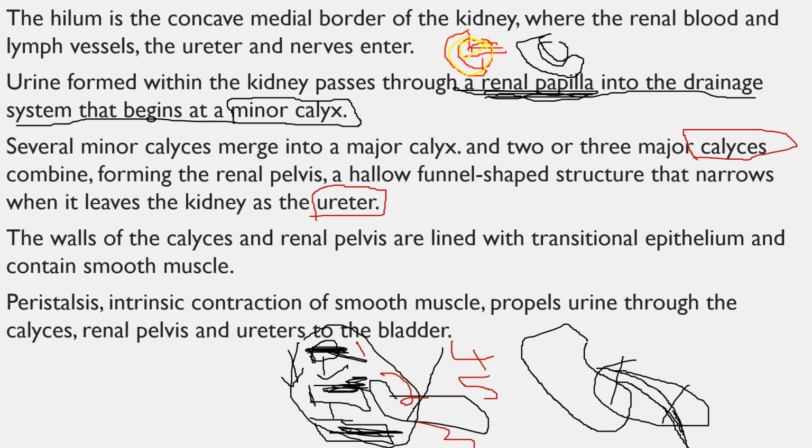So the walls of the calyces and renal pelvis are lined with transitional epithelium and contain smooth muscle. So you already learned about the epithelium, which are the type of tissues. So they are saying that transitional epithelium and contain smooth muscle. So inside this ureter and those renal pelvis, the walls are made of smooth muscle, so they are very smooth.